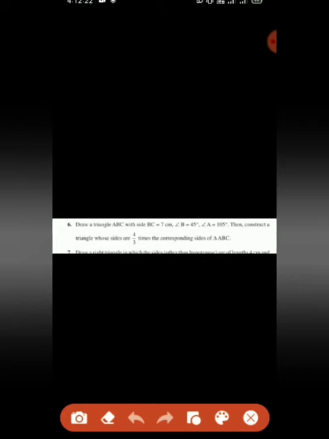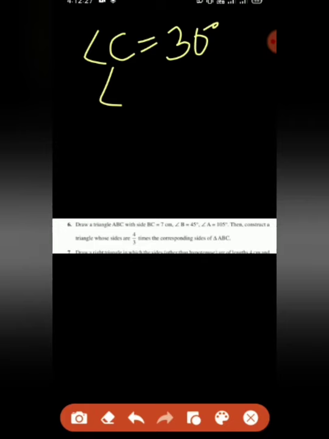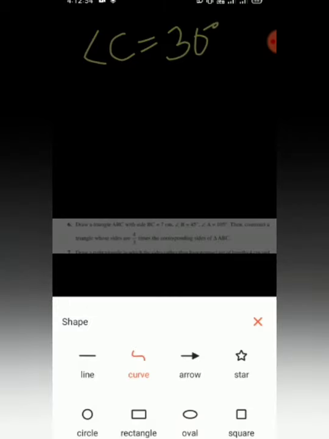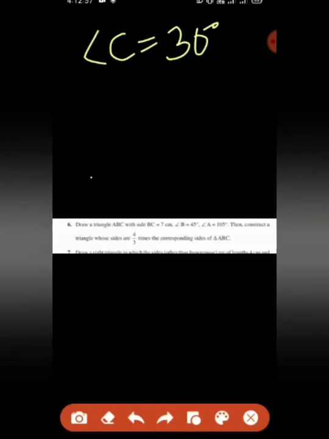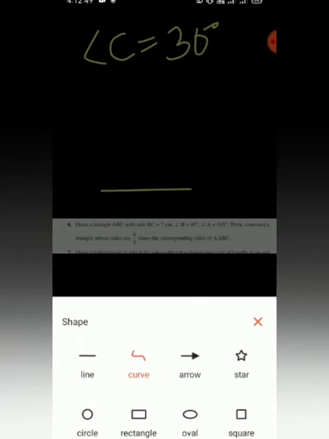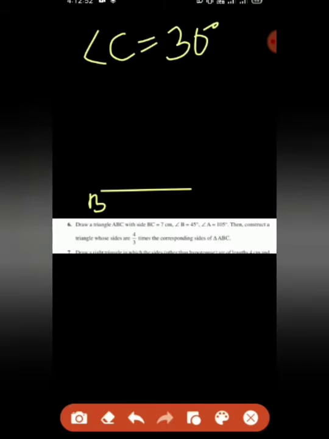Now you take the measurement here. Angle C equal to 30 degrees, angle B given in the question is 45 degrees, and let's keep aside angle A for some time. Now what we will do is, I'll take a base like this. Let me take this much length. I'll take a base and name it BC. Let's say this is 7 centimeters, because it is given in the question that BC is 7 centimeters.